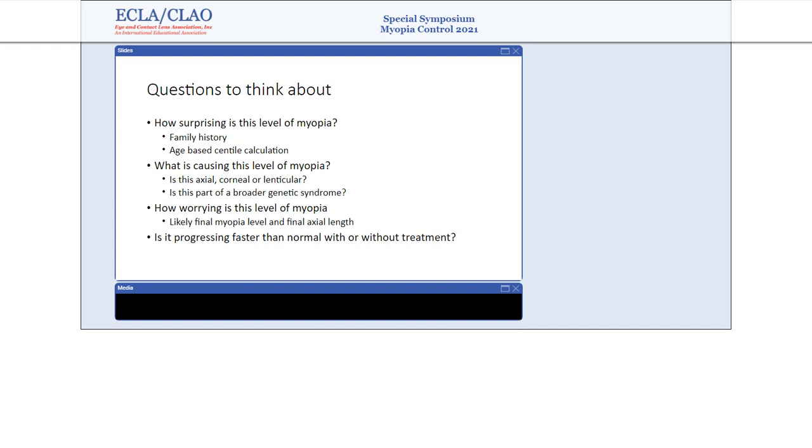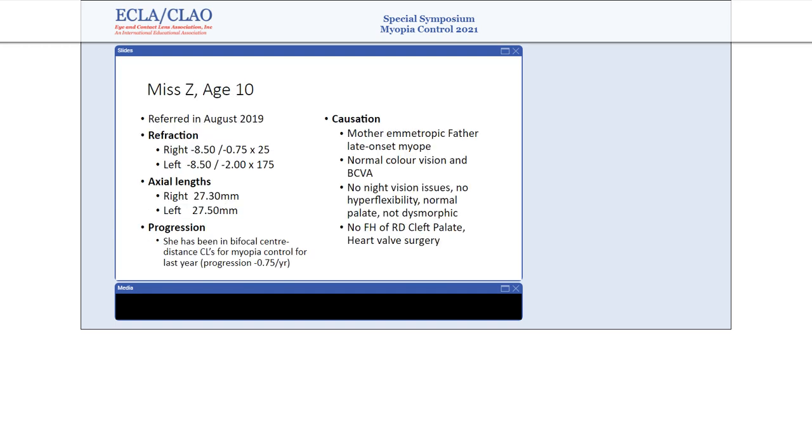And one aspect which I'm really keen on, and I'm not quite sure is necessarily broadly accepted, is the question of how fast this myopia is progressing, either with treatment or without treatment, as compared to some benchmark data. So let's start off with a case.